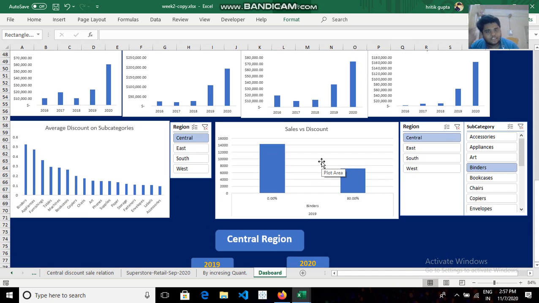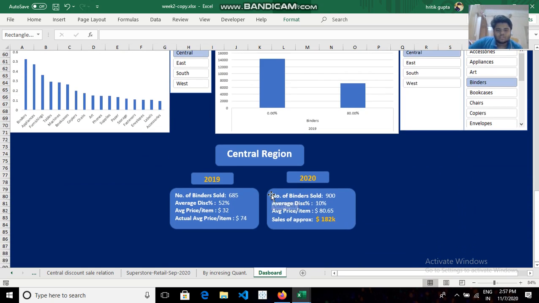For that, I checked the sales and profit. I checked the graph of sales versus discount, and I saw that in the central region, in the binders subcategory, people are more likely to buy binders with 0% discount. This is what we are getting from the data. With an 80% discount, people are not contributing much to the sales, but at 0% discount, people are buying.